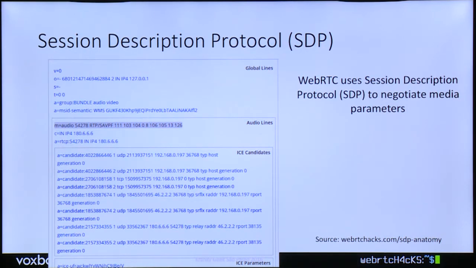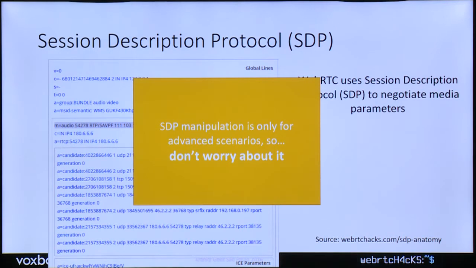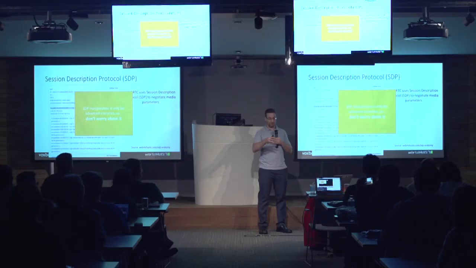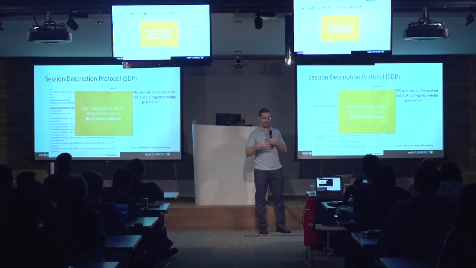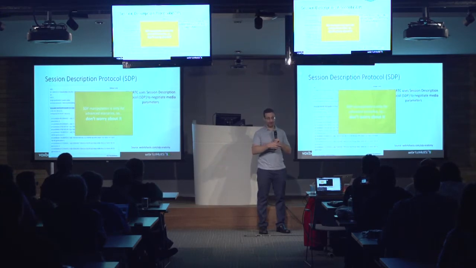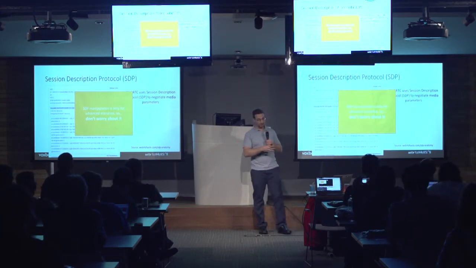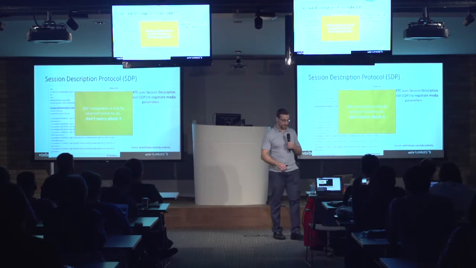While it's possible to manipulate SDP, and there are a lot of use cases where you might want to do that today, most of those are more advanced use cases. If you're just starting out, you really don't need to worry about the contents of SDP. What you do need to worry about is how you get SDP from one browser to another, or from one of your clients to another client. That's what signaling is all about: transferring that SDP from one browser to the other.